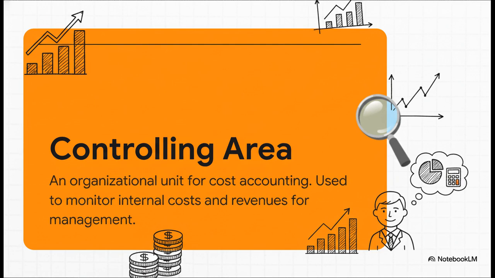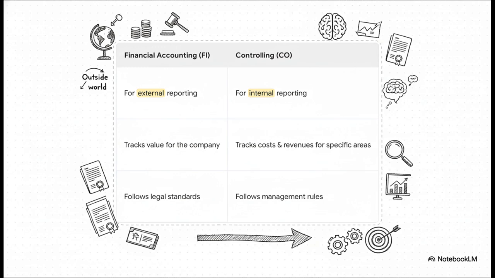How much is our department spending? Is this product actually profitable? Are we over budget? All those internal questions get answered here. So let's really spell out the difference here. Financial accounting, FI, is for the outside world. It's for shareholders, the government, the tax man. It has to follow strict legal accounting standards. It's not optional. But controlling, CO, that's for the inside world. It's for the managers. The rules are whatever the company decides they need to be to make better decisions. One is about legal compliance, the other is about strategic insight.